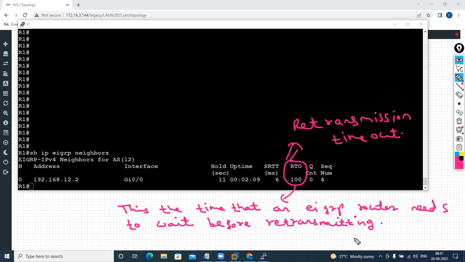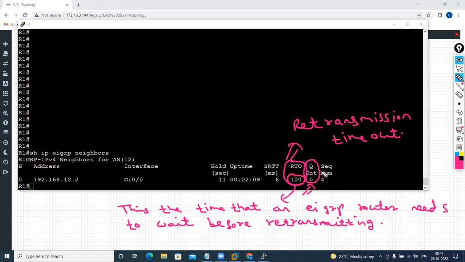Yes. Sir, that means if it has not received an acknowledgement in that 100, then it will retransmit. Is it? Yes. Any packet, not only. So if there is any value in Q count, before retransmitting, it needs to wait these many seconds and then only it should retransmit.